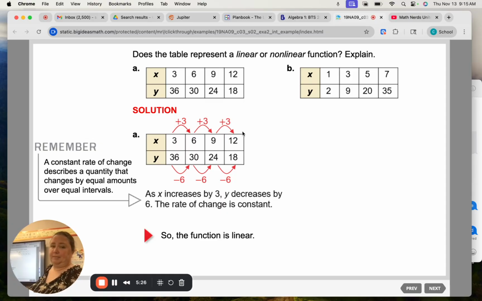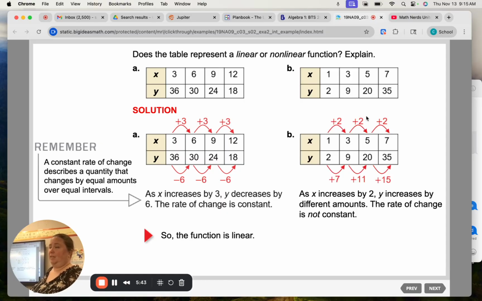So now let's look at B. The x values go up by what? By 2. 1 to 3, 3 to 5, 5 to 7 is up by 2. However, what do our y values go up by? 7, 11, 15.